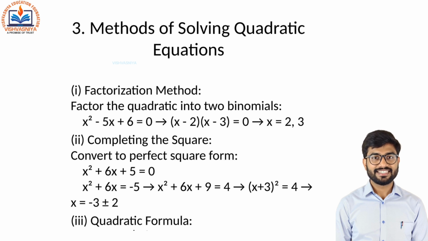The left-hand side becomes a perfect square. (x + 3)² = 4. Now take square roots on both sides. x + 3 = ±2. Finally, solving for x gives us x = -3 + 2, or x = -3 - 2. That means x = -1 or x = -5.